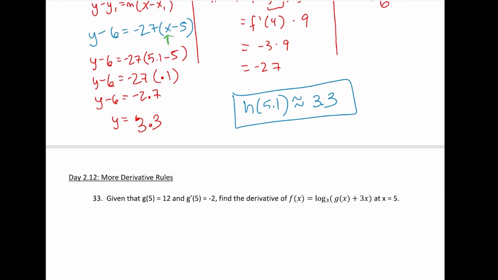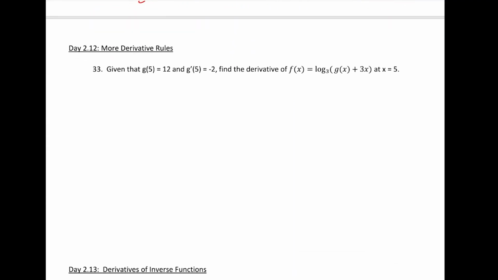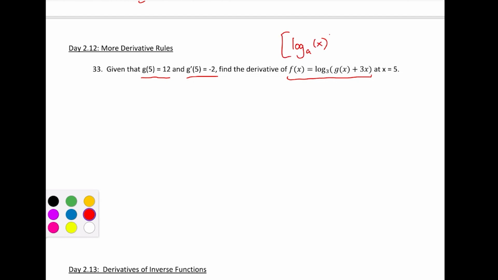Okay, number 33 says, given that g of 5 is 12 and g prime of 5 is negative 2, find the derivative of this function. So we got a little bit of chain rule. We also have a little logarithm built in there. Just as a reminder, when you have log of any base and you want to find the derivative, it's going to be 1 over whatever's in those parentheses, so just x, or if you've got chain rule, whatever's there, times the natural log of the base. Now, if you have to do chain rule, you're going to have to multiply by the derivative of whatever's inside the parentheses. So be aware that that might happen here.